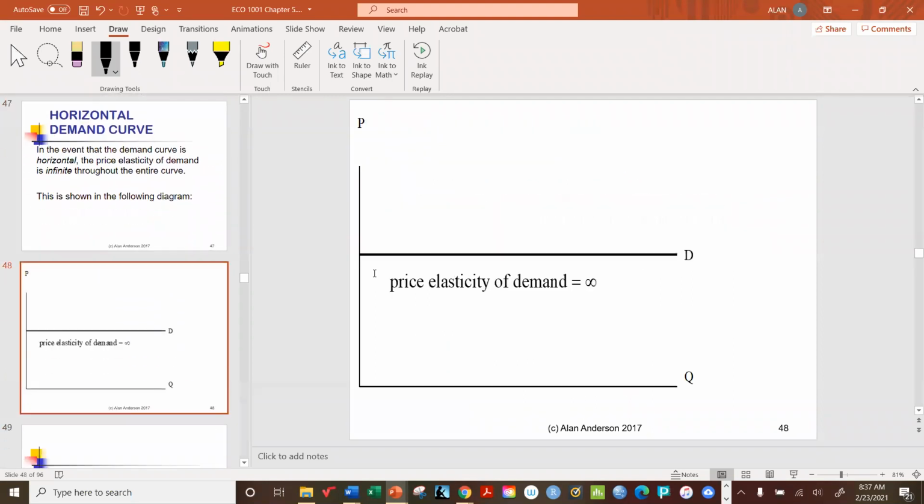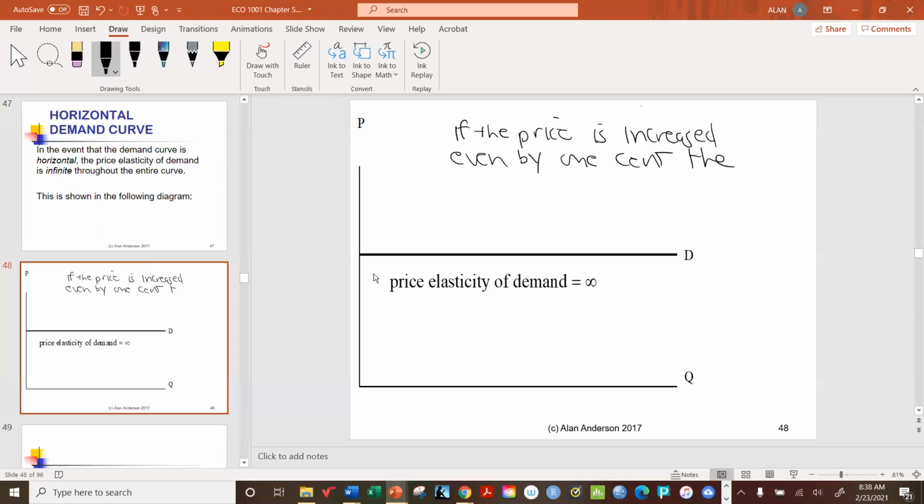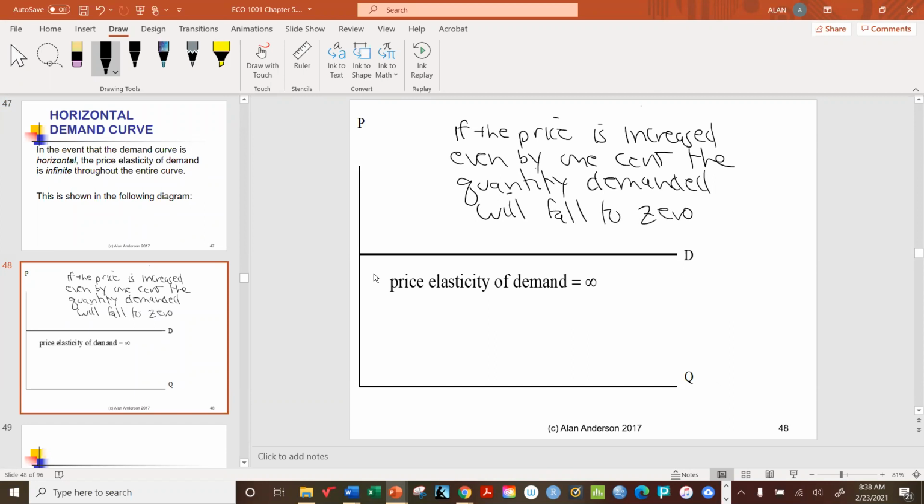For the horizontal curve, the price elasticity is infinite throughout. And that means that if the price is increased, even by a penny, the quantity demanded will go to 0. Now that's what you call sensitive consumers. A penny, one more penny.